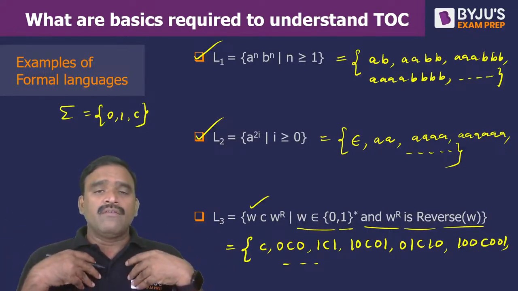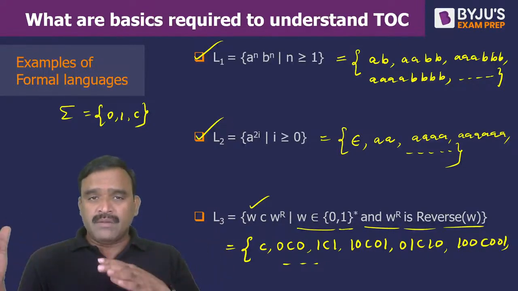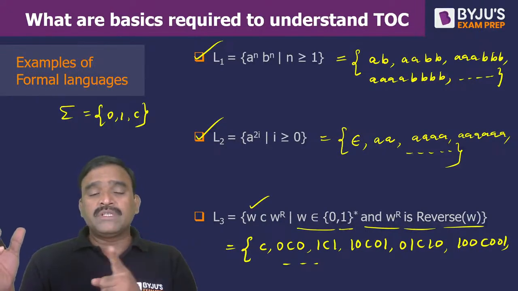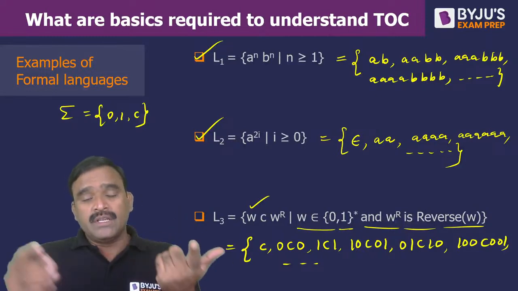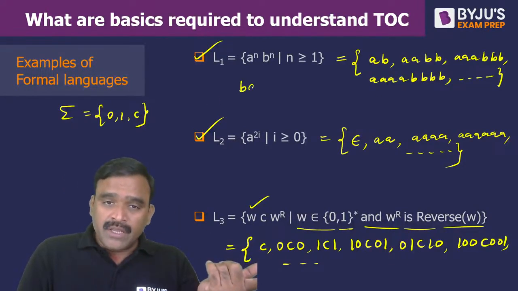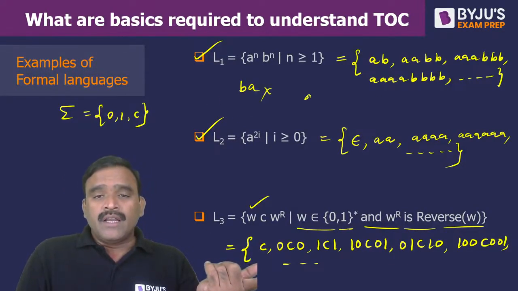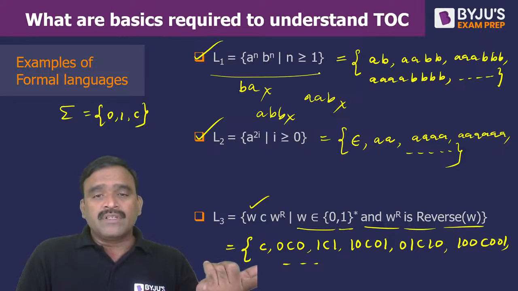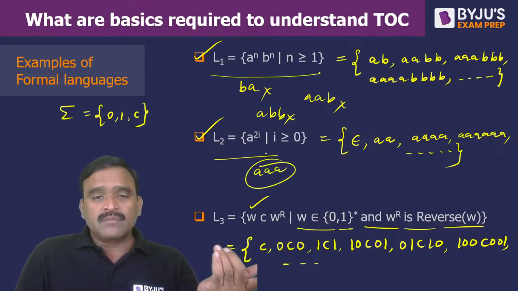Okay, for example, for a^n b^n, if I construct a machine, it should accept only a^n b^n strings without missing any of the strings. But no other string. For example, if I take the invalid string BA, it should not accept, and AAB, it should not accept, more A's than B's. ABB, it should not accept for this language. And here also, for example, if I have 3 A's, it should not accept because it is an even number of A's.